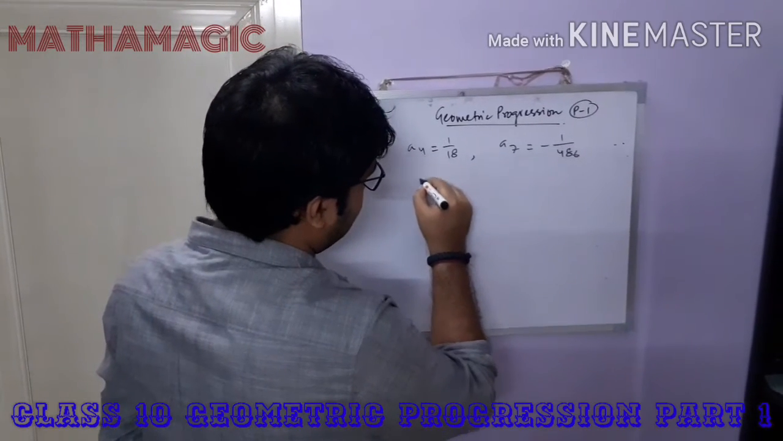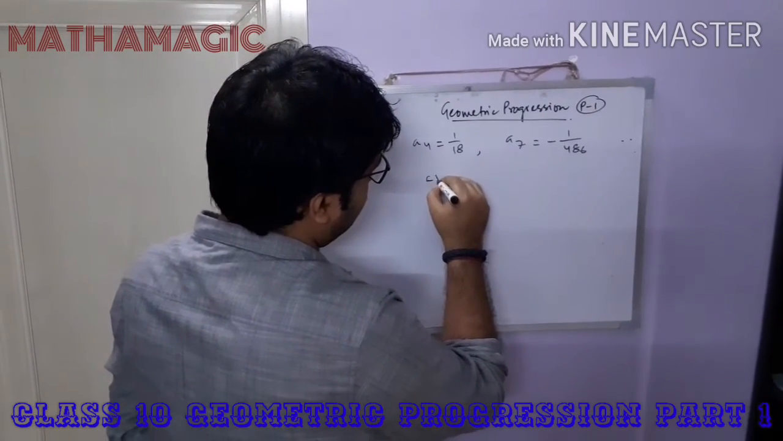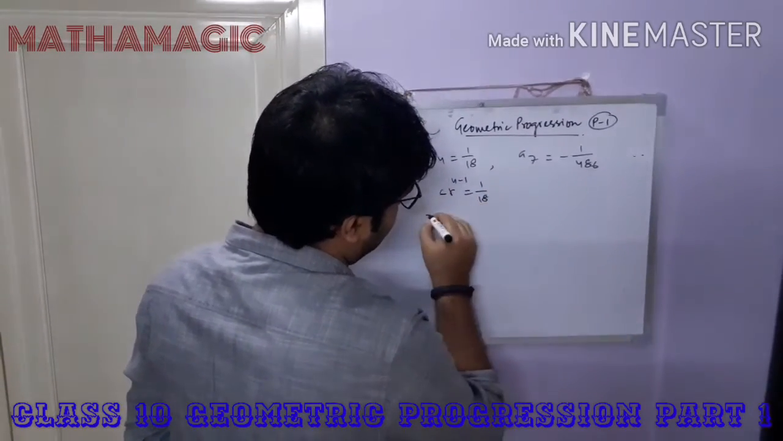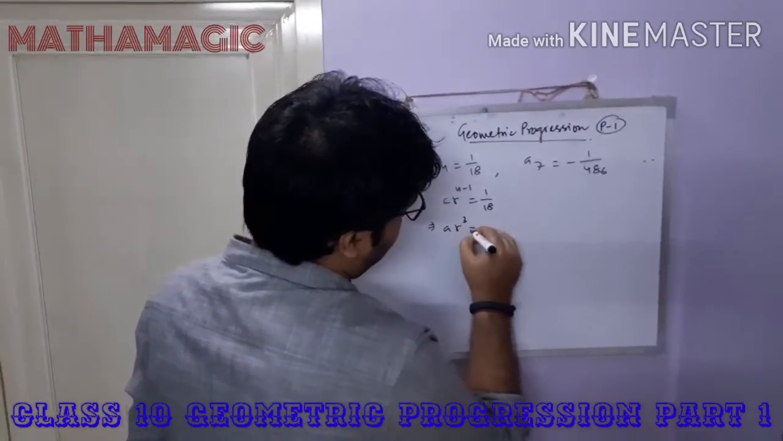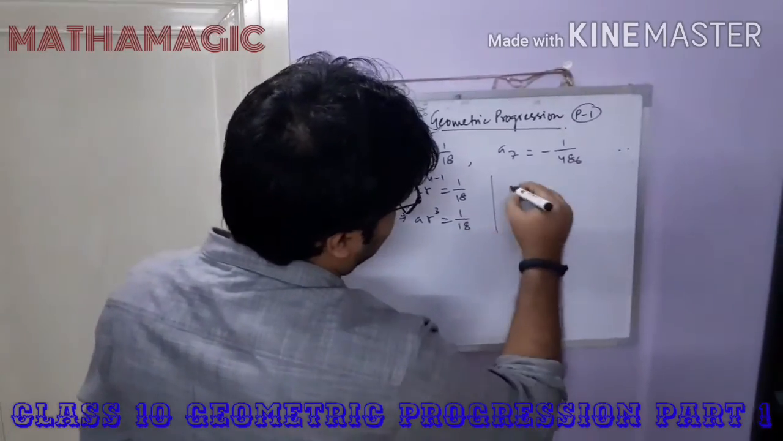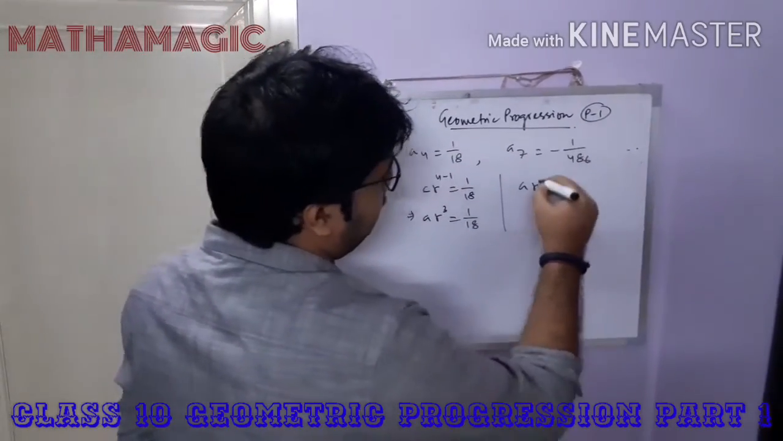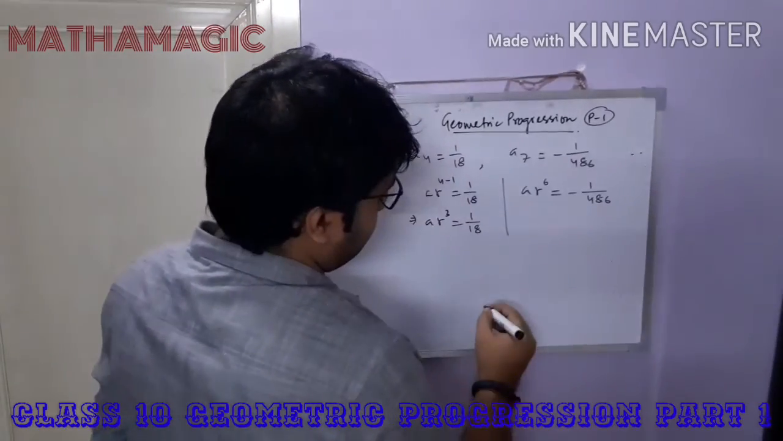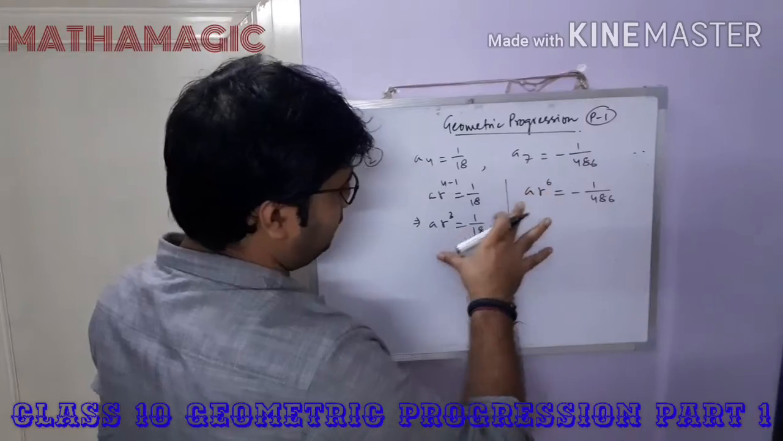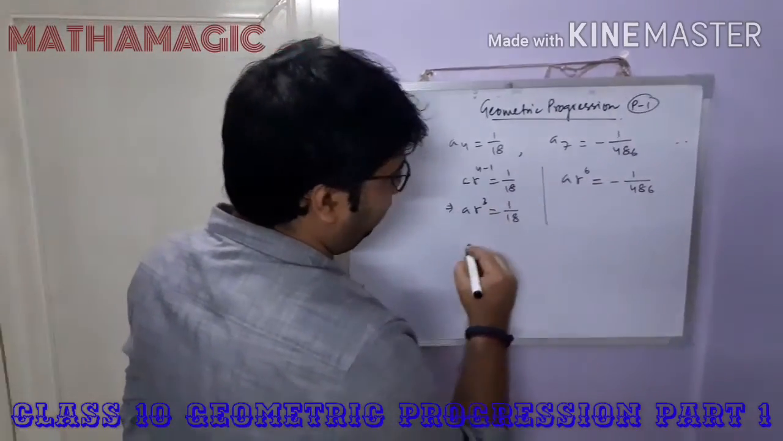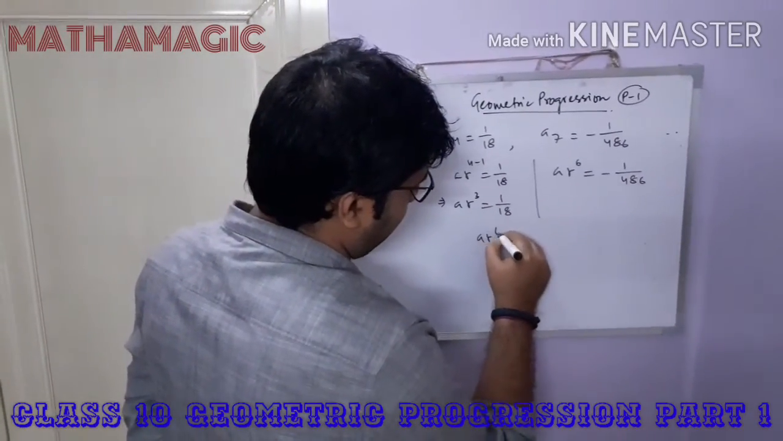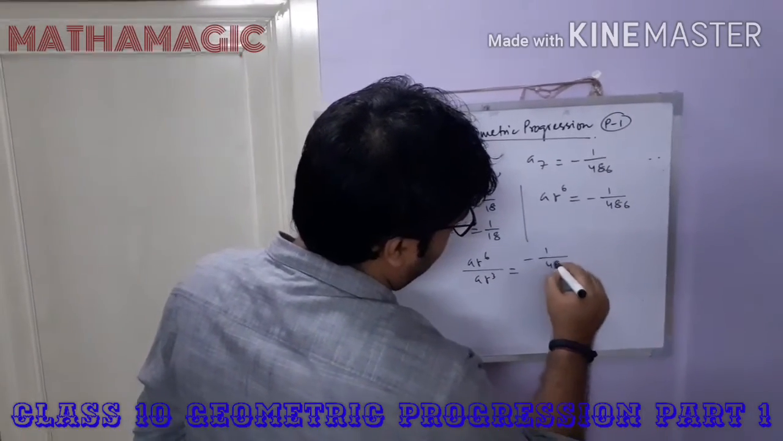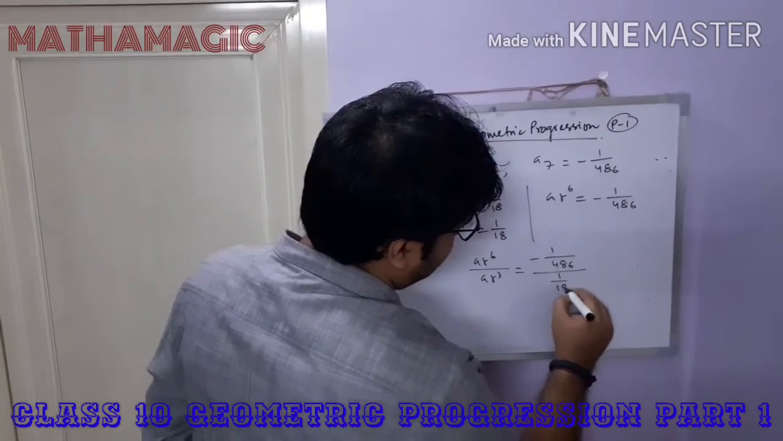So by seeing this, we can use the formula a into r to the power 4 minus 1 equals 1 by 18, that is a into r cube equals 1 by 18. Similarly, here also it will come as a into r to the power 6 equals minus 1 by 486. So if we divide these two terms, then definitely we will get the value of r. So a into r to the power 6 divided by a into r cube equals minus 1 by 486 divided by 1 by 18.